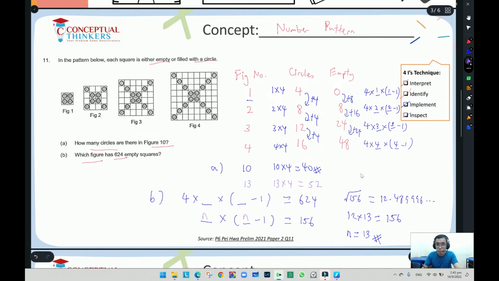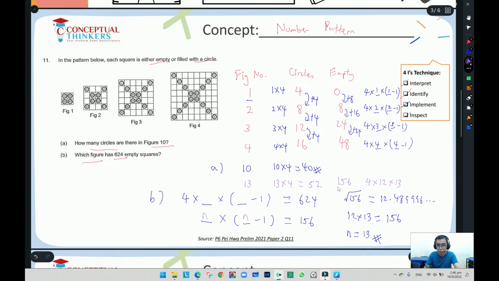Okay, so if you look at our empty space here, I'm going to calculate the empty space here. So we can take, you notice here is consecutive numbers, right? So 4 times 12 times 13. Then you notice that this will give you 156.